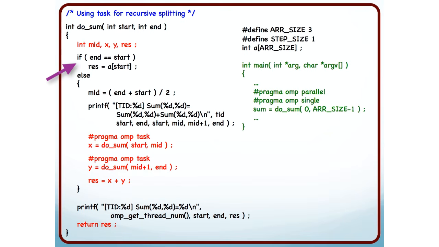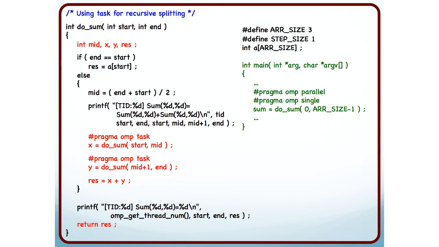So these are some boundary condition handling. Now here what it does is it computes the midpoint and it prints who's doing the summation. And finally it calls #pragma omp task here and assigns it the work from start to mid. And then it creates another task over here and it assigns it work from mid plus 1 to end. Seems simple? And finally it will say result is equal to x plus y. And that is what is returned over here.